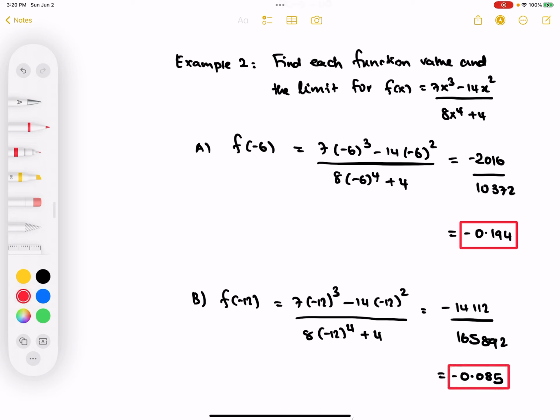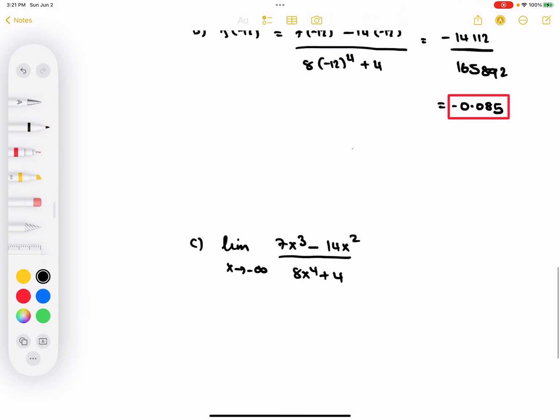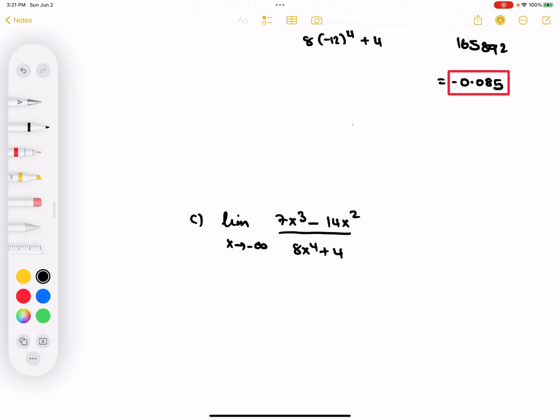Now the last question is to find the limit, right? Let's find the limit of this question. In order to find the limit, like I said, multiply by 1 over x to the fourth, the highest power. Multiplying the same thing on top and bottom does not change anything, but it will simplify the mathematics. So let's do the limit as x approaches negative infinity.